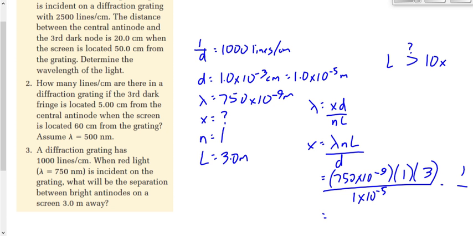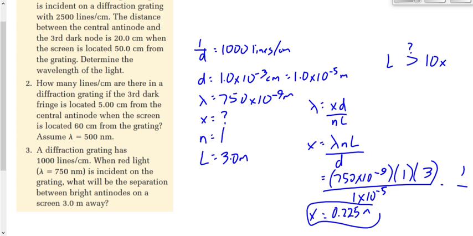See what we get there. 750 times 10 to the minus 9. Get 0.225. Is that good? Okay. Do you know what, guys? We have to go with that. We have no other option.